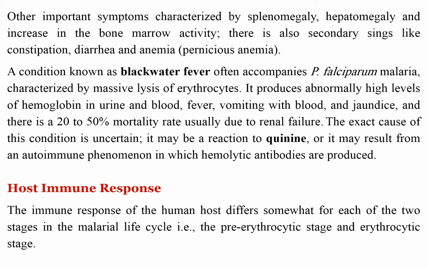This condition characterized by massive lysis of erythrocytes، تحلل كبير لكريات الدم الحمر. It produces abnormally high levels of hemoglobin in urine and blood, fever, vomiting with blood and jaundice. And there is a 20-50% mortality rate, usually due to renal failure. The exact cause of this condition is uncertain. It may be a reaction to quinine, or it may result from an autoimmune phenomenon in which hemolytic antibodies are produced. السبب اللي يقود الى هذا الكونديشن ما معروف الى هذه الحالة.